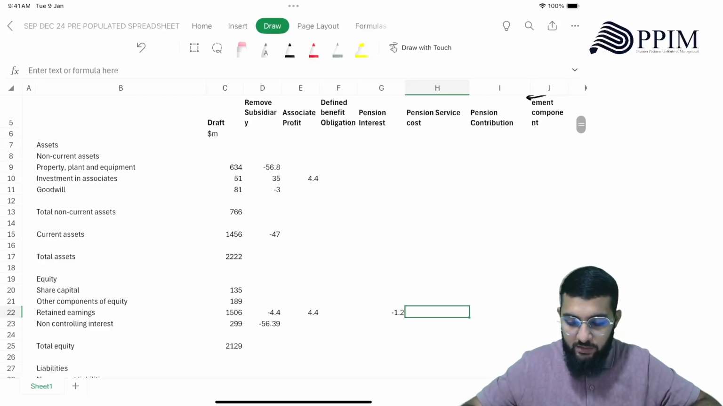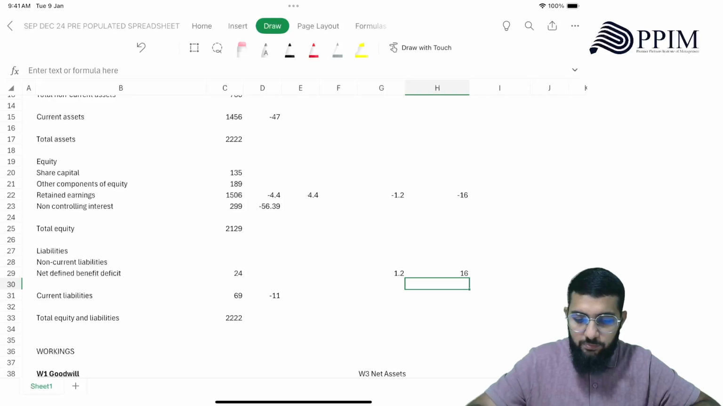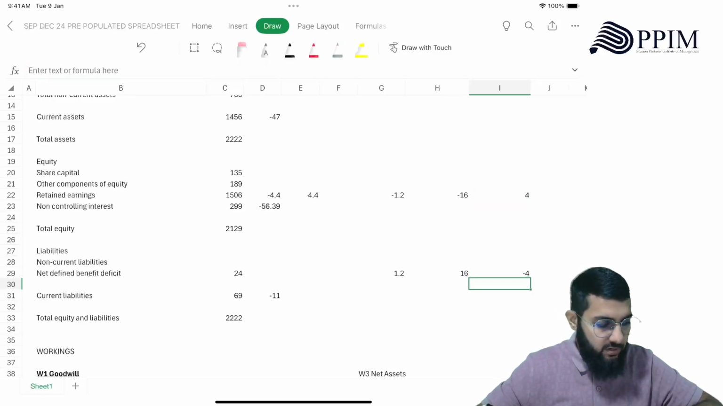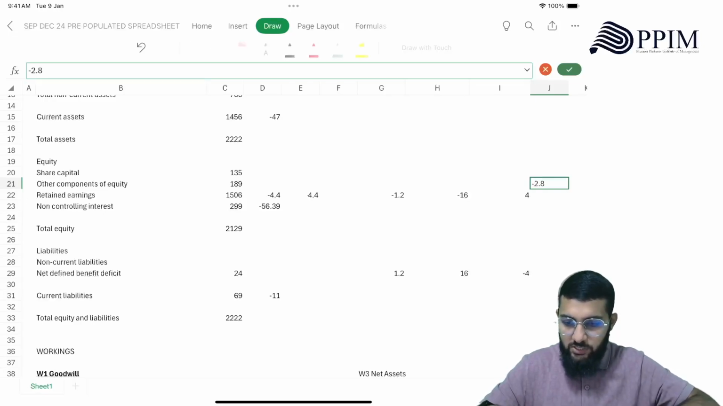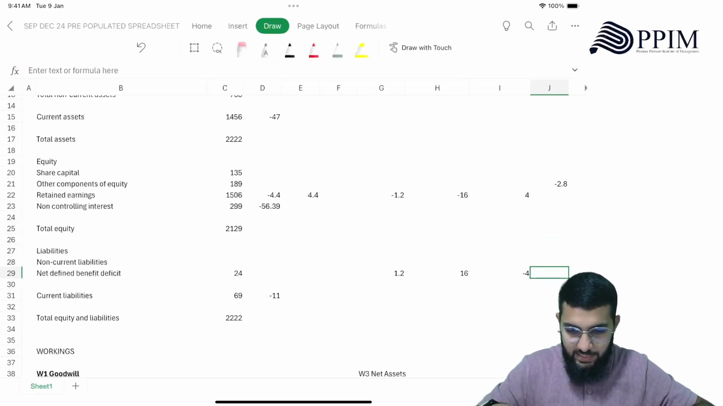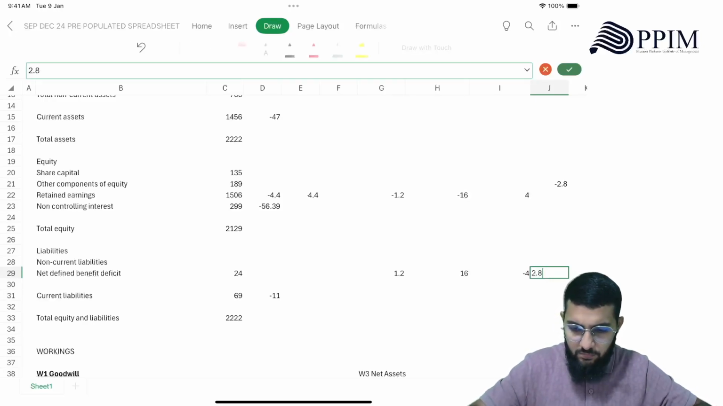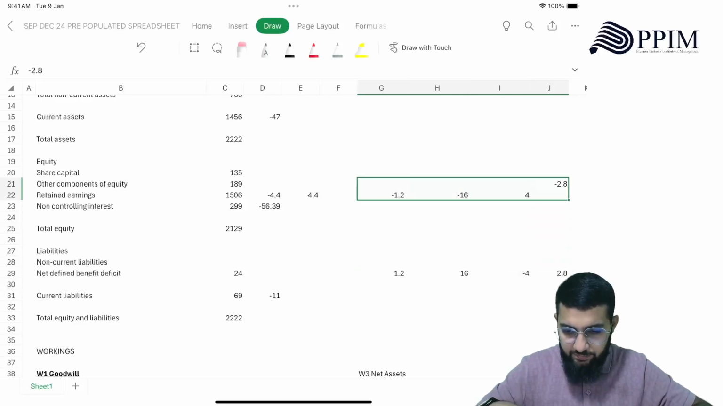Pension service costs, retained earnings, you deduct from retained earnings, and then you add here the obligation or liability. Then contribution, the cash contribution, they have deducted, so you add that back and you deduct from here. Okay, and then other comprehensive income, other components of equity, deduct 2.8. This would be added here. Okay, this is how it happens here.